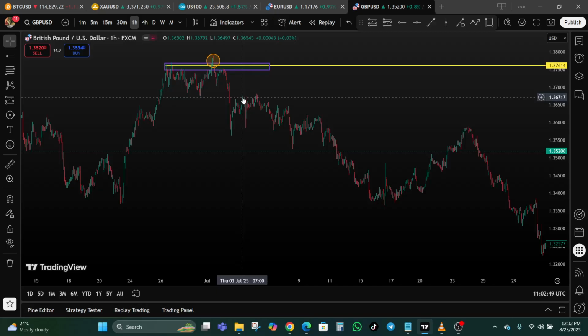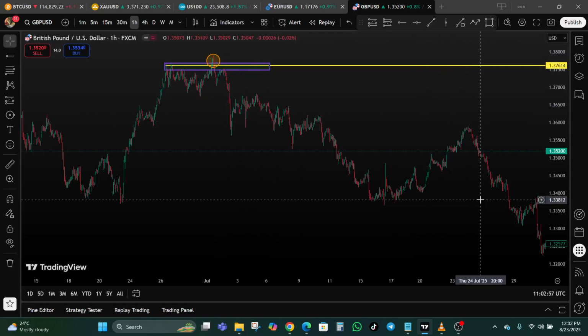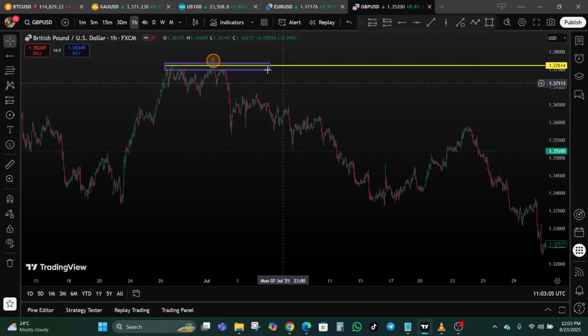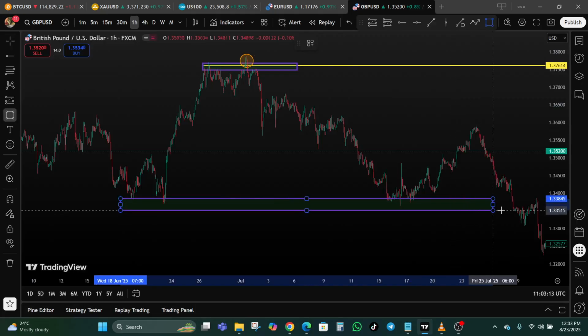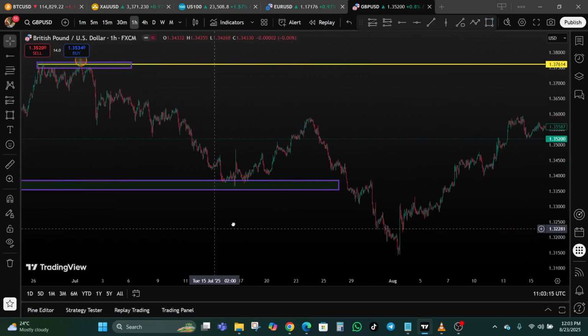So how do you apply the liquidity purge and revert strategy? The first step is marking liquidity levels. Look for obvious highs and lows where stops are likely sitting. These are your zones of interest. Areas where stop losses are likely sitting. Identify those areas, right?